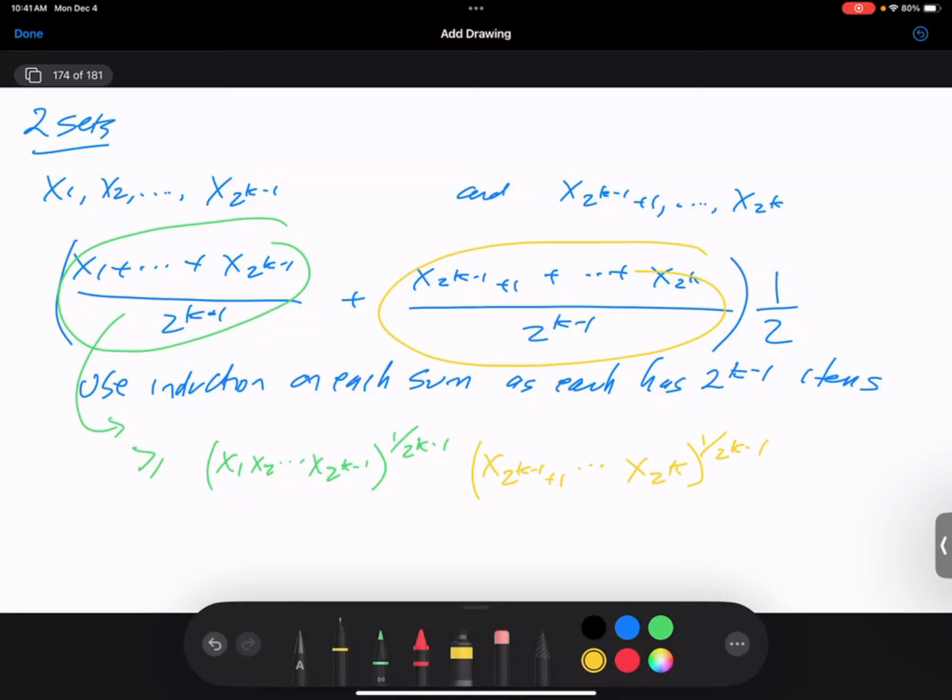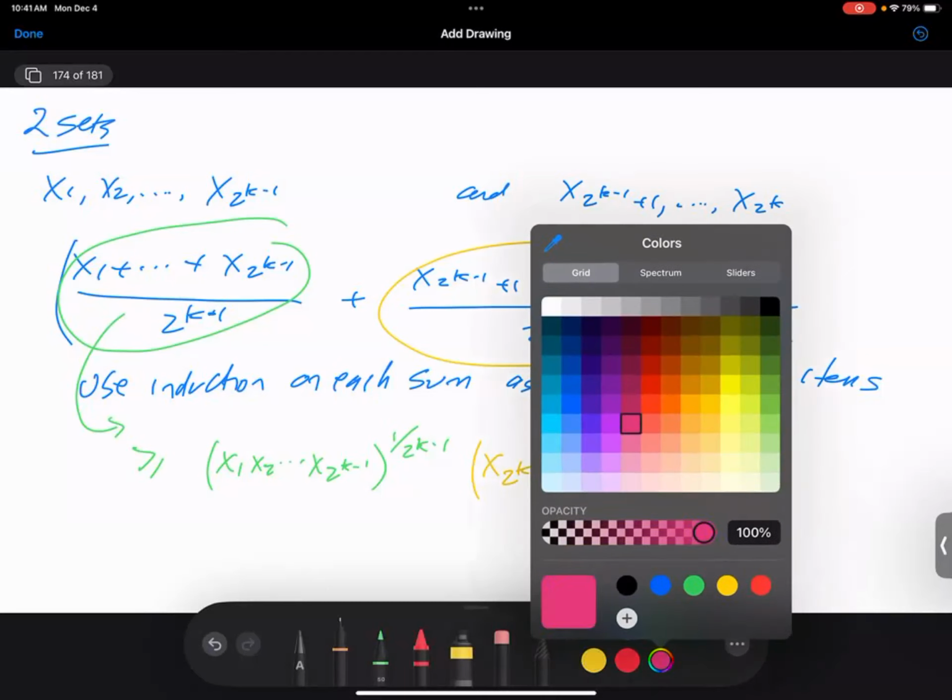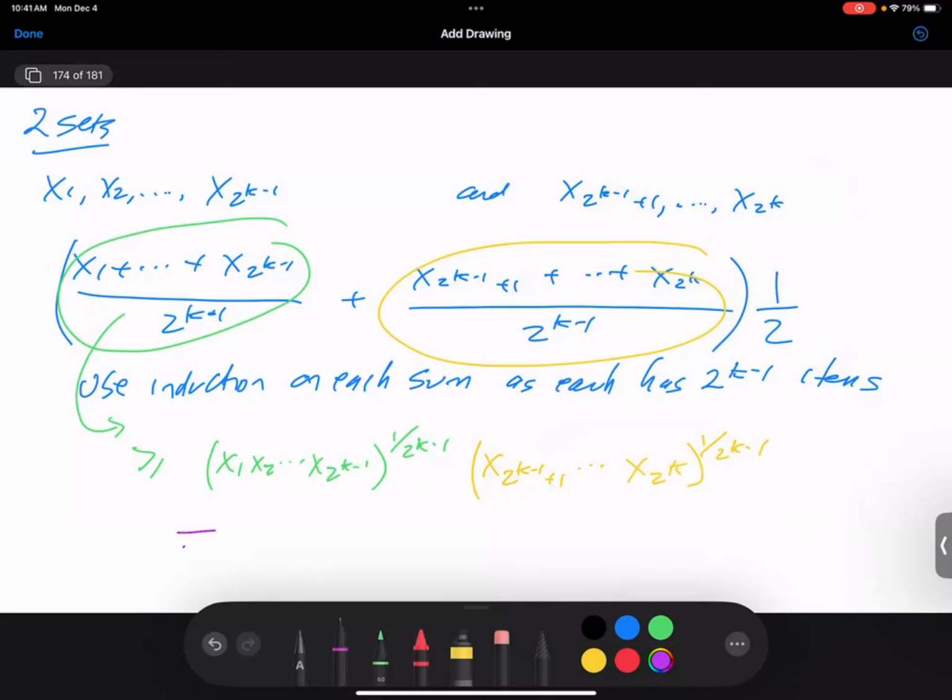So we're using induction now. What can you tell me about this product? Well, this is just the same as x1, x2 through x_{2^k}, to the 1 over 2 to the k minus 1. What does that equal? What does it equal? It just equals 1. And that finishes the proof.